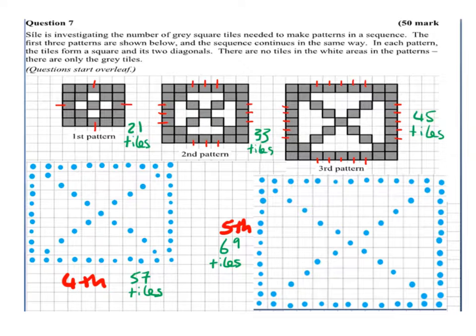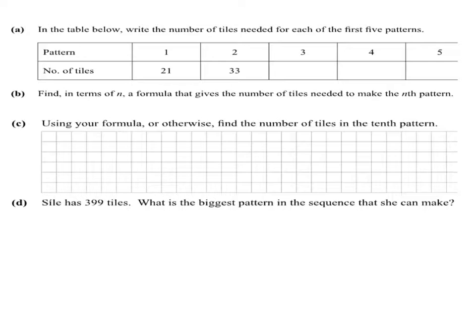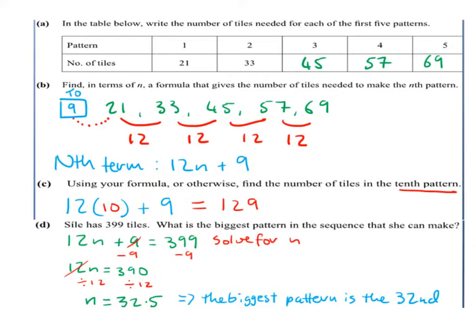So we're going to take these numbers, 21, 33, 45, 57, 69, and we're going to put them into a table. So question A says, in the table below, write the number of tiles needed for each of the first 5 patterns. So in pattern 1 we have 21 tiles, pattern 2 33 tiles, pattern 3 45 tiles, pattern 4 57 tiles, pattern 5 69 tiles.